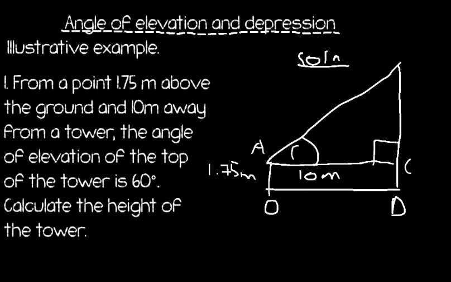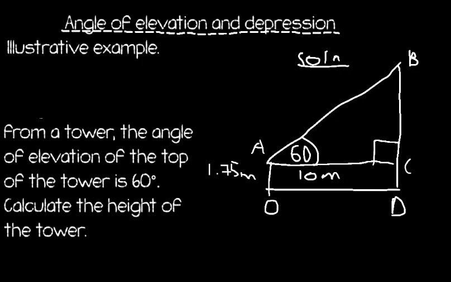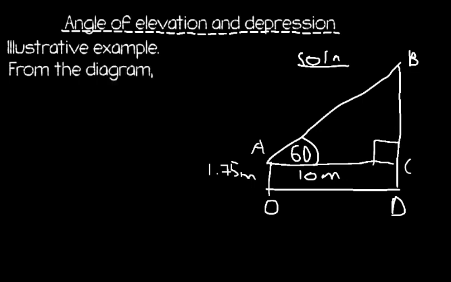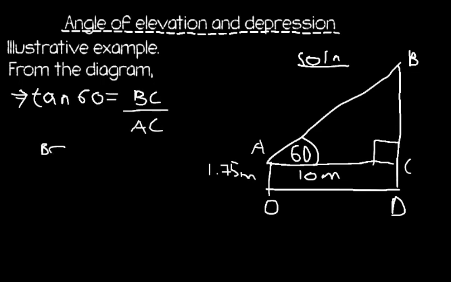OD is the floor and our angle of elevation that we have represented is 60 degrees. And the height of the observer is 1.75 meters, and the distance of the observer from the tower is 10 meters. So we are finished drawing our diagram.